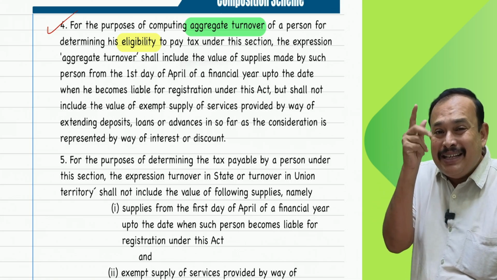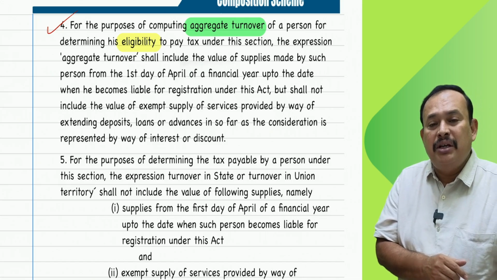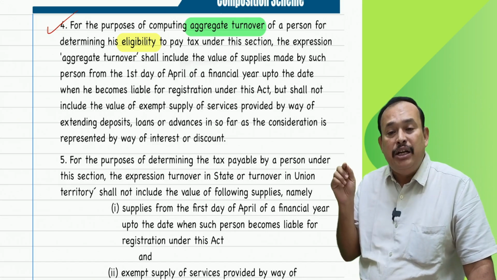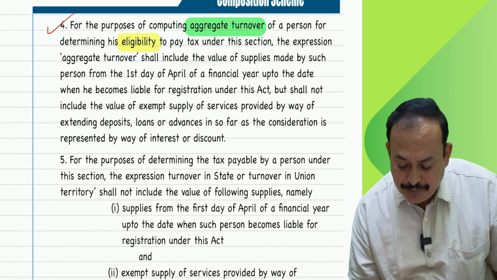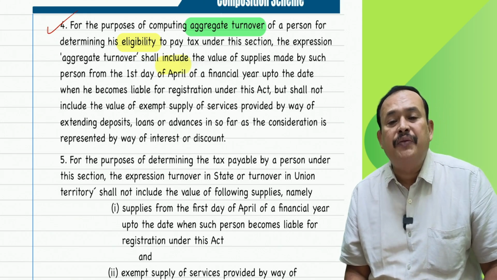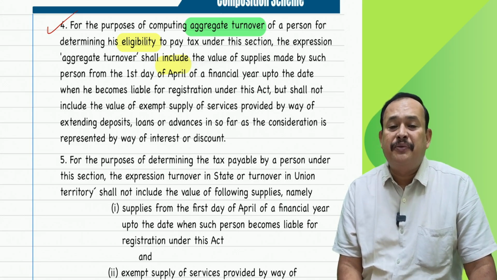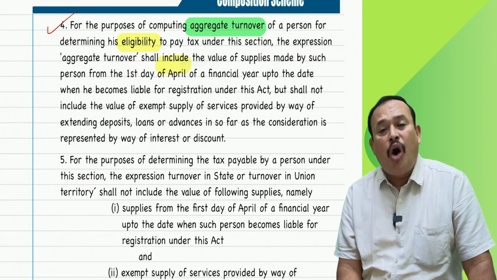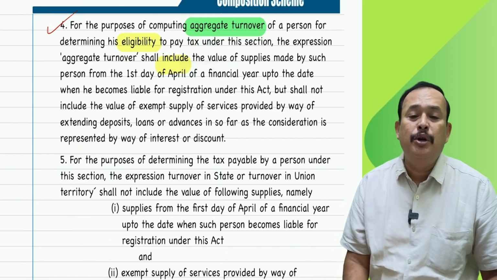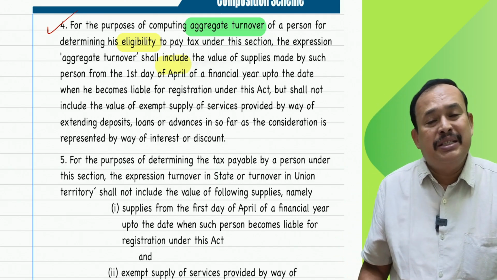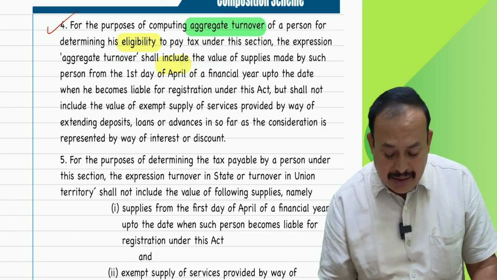While determining that aggregate turnover, that aggregate turnover includes the value of supplies made by such person from the first day of April of a financial year up to the date when he becomes liable to registration, liable for registration. Very important point I'm underlining here.